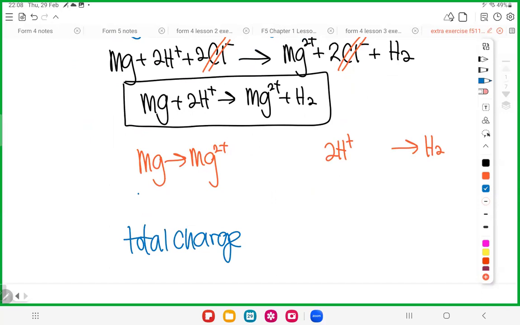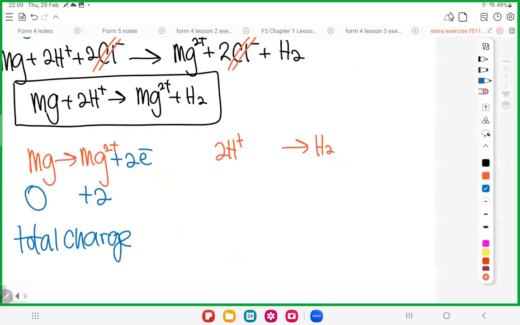Total charge on the left, 0. On the right, plus 2. 0 and plus 2, 2 electron. Electron is put on the more positive side. This is more positive, put here. So done. All right.